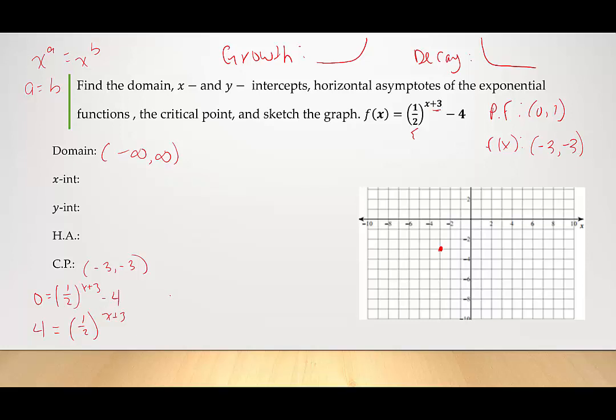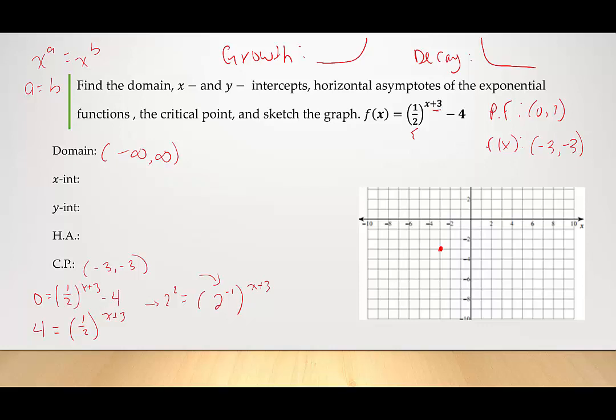So 4, I'm going to rewrite as 2 squared, and 1/2 is 2 to the negative 1, right? I just rewrote it, this is still equal to 4, and this is still equal to 1/2, but I rewrote it so that they have the same base. And then this is still to the x plus 3, so we can't change that, but we can rewrite each of the bases.